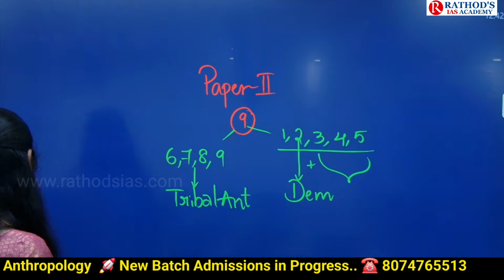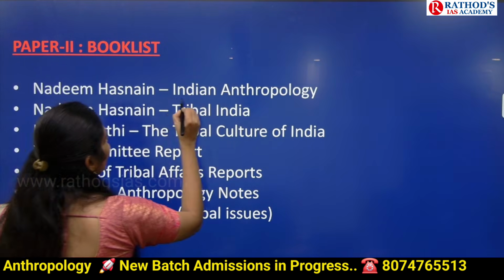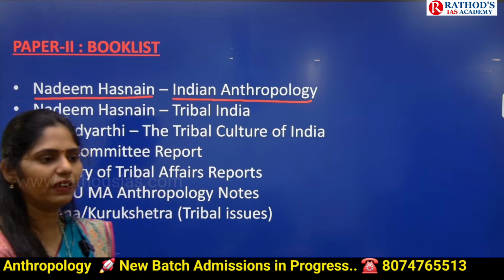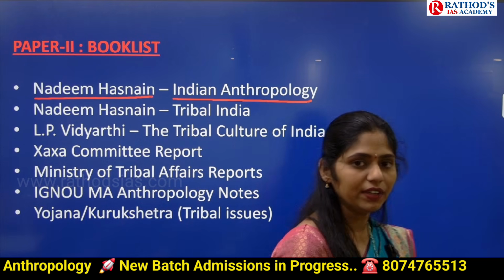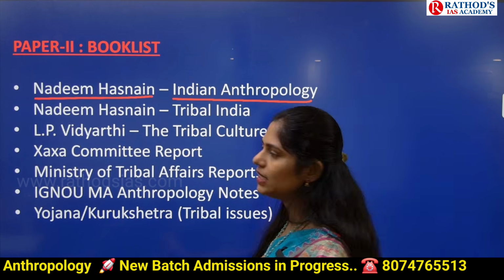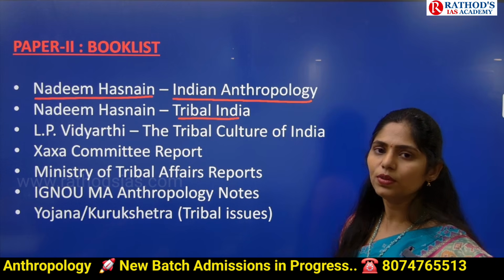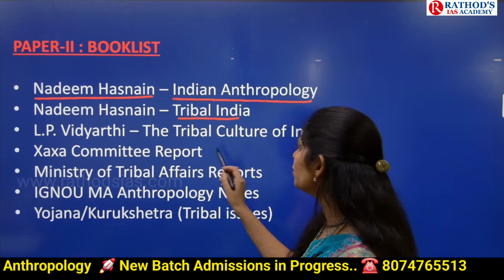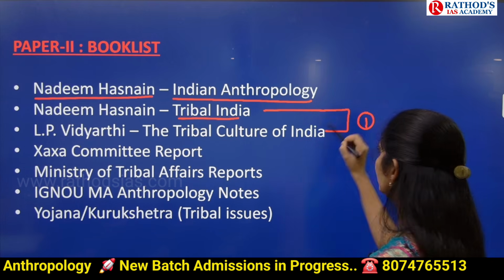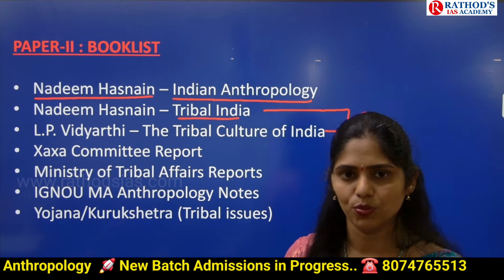Now I'll show you the book list. Indian Anthropology by Nadeem Hasnain is one book to cover Indian culture, evolution, society, caste system, everything. And for tribals, there is one more book by Nadeem Hasnain, Tribal India. And there is one more book for tribes, the Tribal Culture of India by L.P. Vidyarthi. In these 2, you can pick only one. That means I am recommending only 2 books for this paper 2.